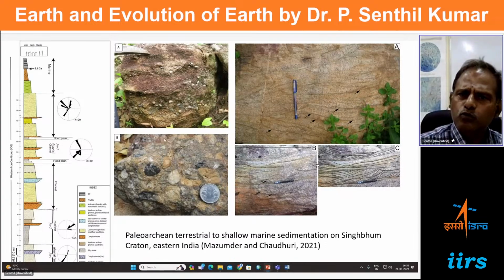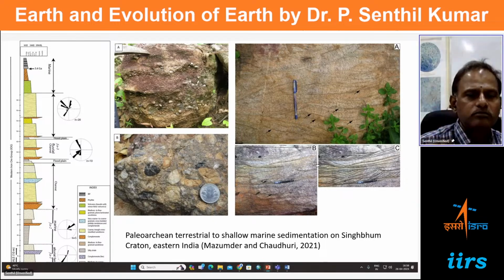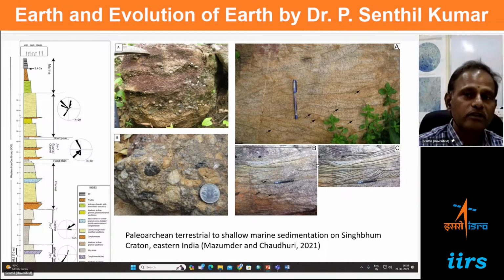This is one of the oldest sedimentary rocks that we found on Earth. Also in India, Mazumdar and Chowdhury found this sedimentary sandstone from the Paleo-Archean rocks. This suggests that a river and ocean were there about 3,500 million years ago in the Indian Shield. Not only here, the whole globe. We have a lot of water. The ocean was there on Earth.